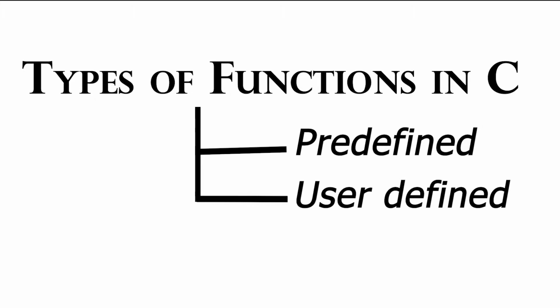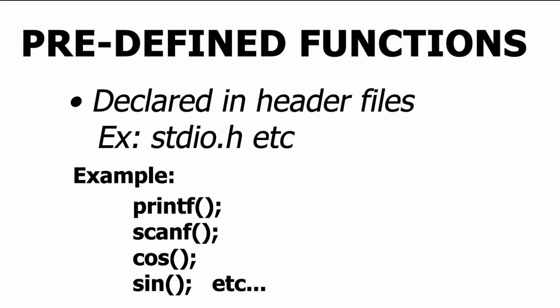Now it's also important for us to understand the different types of functions, especially in C. The first one is predefined functions. These functions, as the name suggests, are predefined and are declared in files known as header files, which we include in our code. So stdio.h is our header file. Some examples of predefined functions are printf, scanf, the cosine function or the sine function, etc.